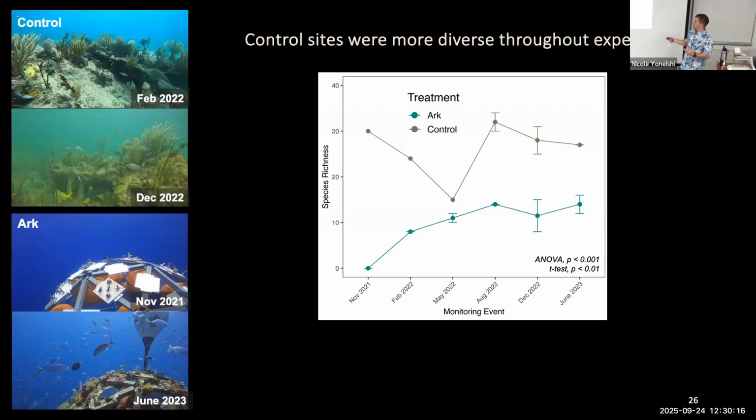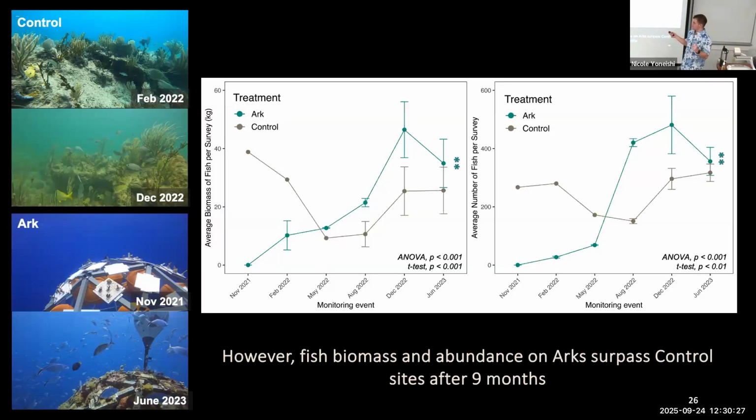Fish here, you're looking at species richness of fish. You can see that, maybe unsurprisingly because it's a natural reef, the diversity of fish was higher at the control sites throughout the experiment. But the average biomass of fish and the average abundance of fish both skyrocketed as these arcs developed and eventually exceeded that of the control sites by a pretty significant amount, and then stayed that high throughout the experiment. As you might remember from those videos, it's like this crazy fish ball. It's probably because they're attracting these things.